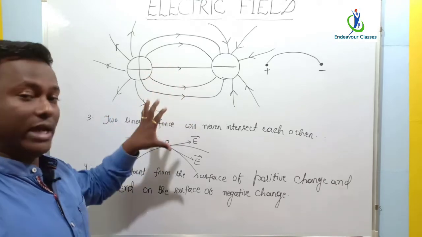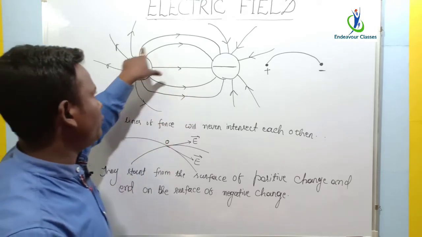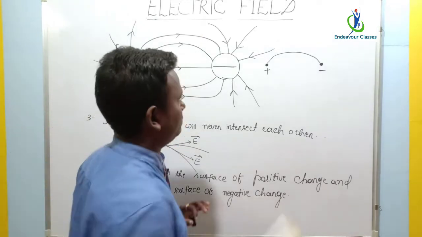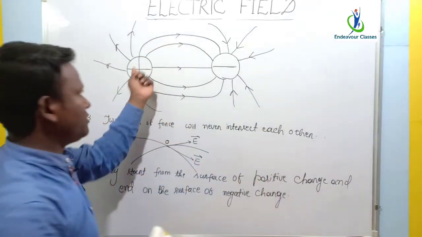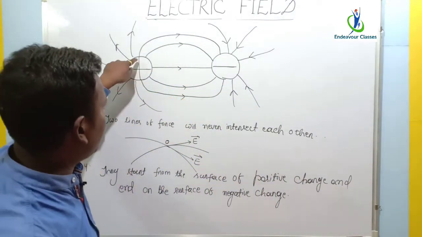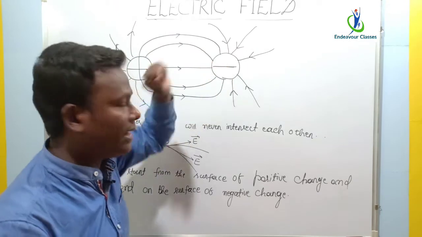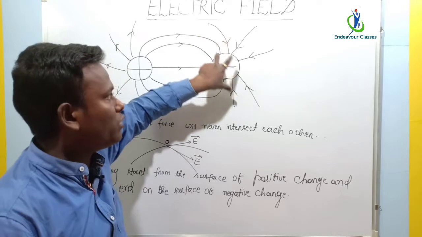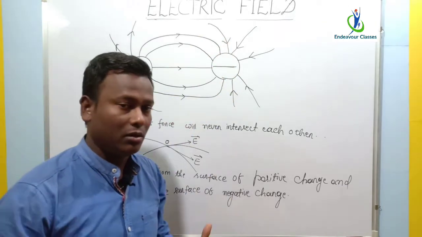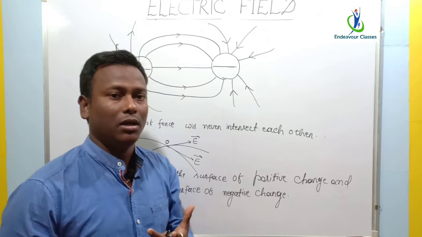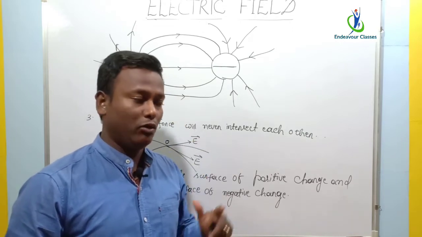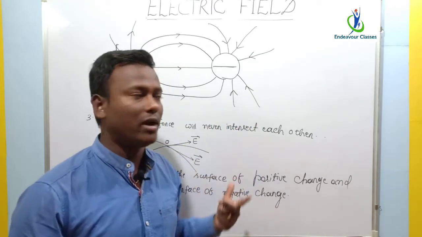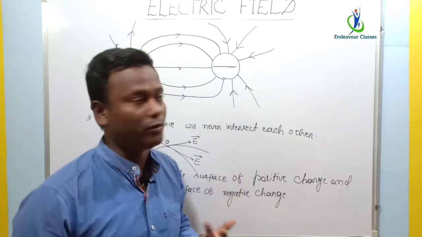Now from this diagram you can also see that the lines of force are discontinuous curves. This is also a very important thing. You can see that the lines of force are discontinuous because they are starting from the surface of a positive charge and ending on the surface of a negative charge. They are not passing through the charge or through a charged body or through a conductor. You will also study later on that the lines of force will never pass through a conductor or never exist inside a conductor. That is why the electric field inside a conductor is zero.